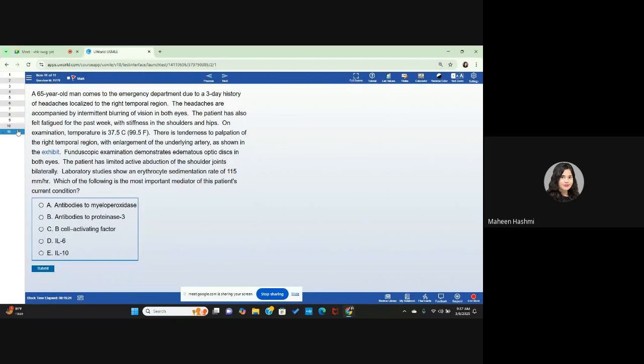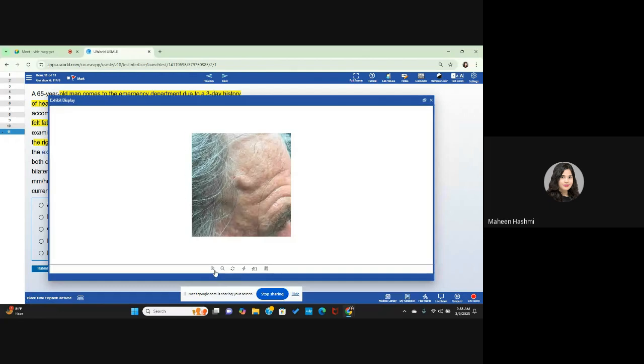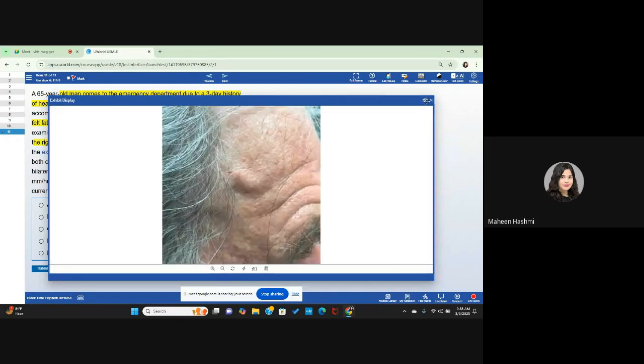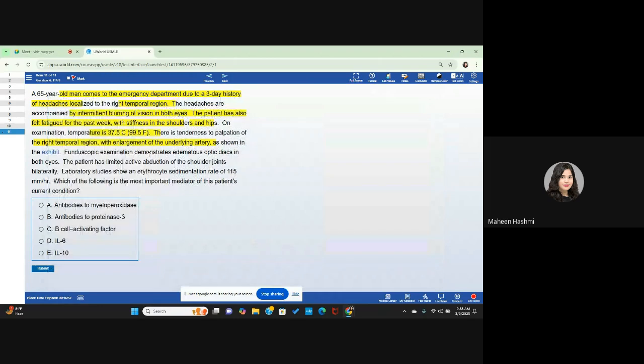All right, so last question for today. A 65-year-old man comes to the ED due to a 3-day history of headaches in the temporal region. Intermittent blurring of vision in both eyes, fatigue, stiffness in the shoulders and hips. On examination, there's tenderness on palpation of the right temporal region with enlargement of the underlying artery as shown. Let's see what the picture is about. All right, so you see that there is something going on over here. We don't know yet, so let's read the question. Edematous optic disc in both eyes. The patient has limited active abduction of shoulder joints bilaterally. ESR is elevated. What is happening?